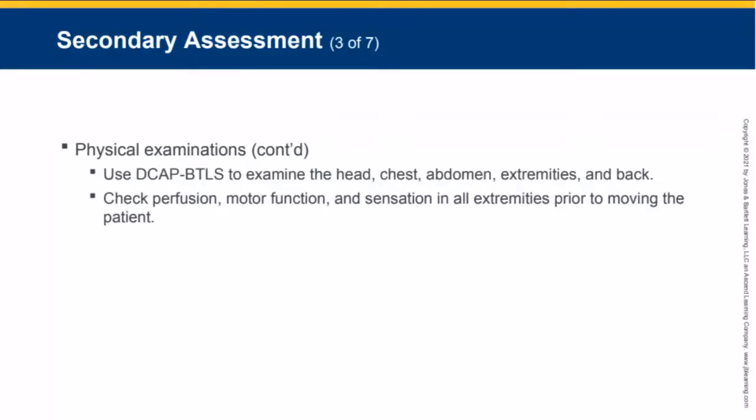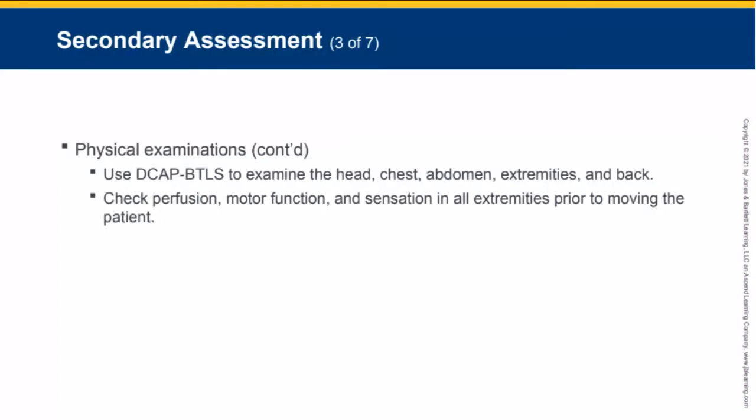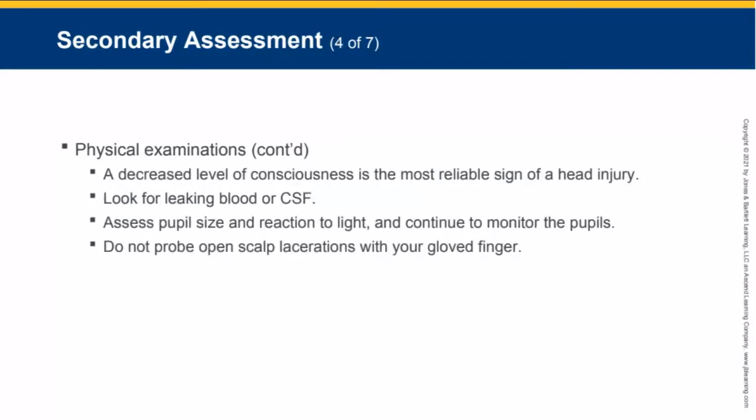Use your DCAP BTLS IC to examine the head, chest, abdomen, extremities, and back. Check perfusion, motor function, and sensation in all 4 extremities prior to moving the patient. A decreased level of consciousness is the most reliable sign of a head injury. Look for leaking blood or CSF. Assess pupil size and reaction to light and continue to monitor the pupils. Do not probe open scalp lacerations with your glove finger.